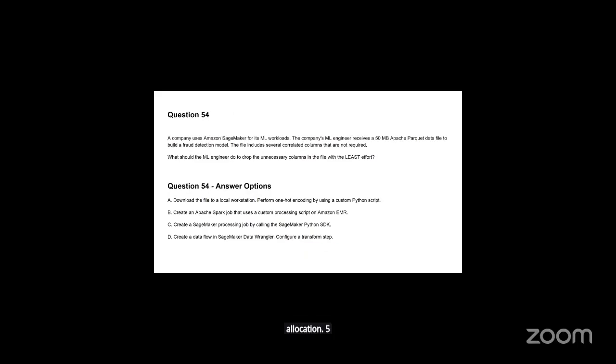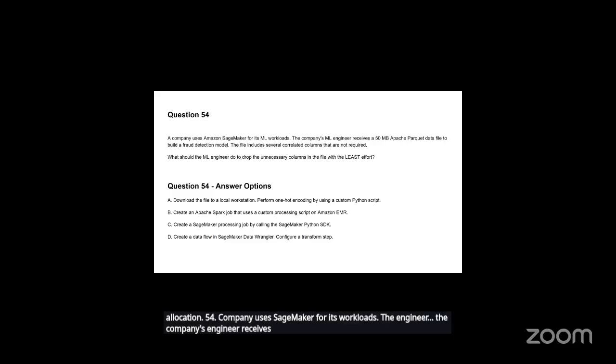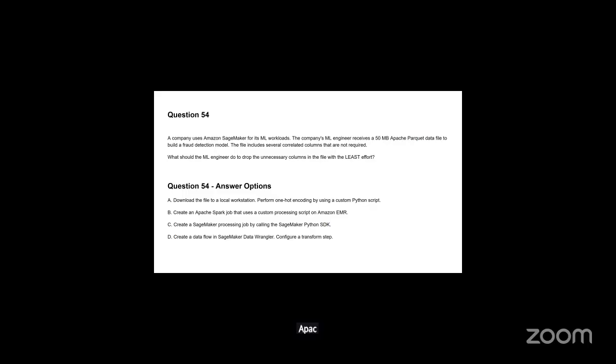54. A company uses SageMaker for its workloads. The company's engineer receives a 50 megabyte Apache Parquet data file to build a fraud detection model. The file includes several correlated columns that are not required. What should the engineer do to drop the unnecessary columns in the file with the least effort?